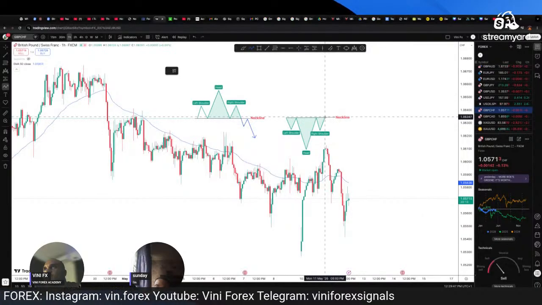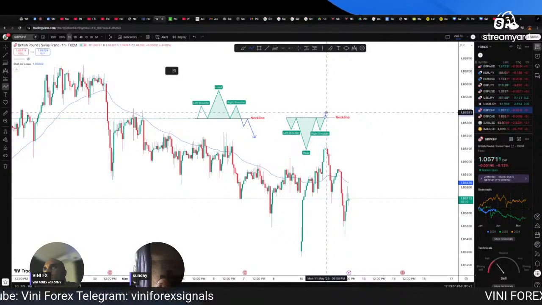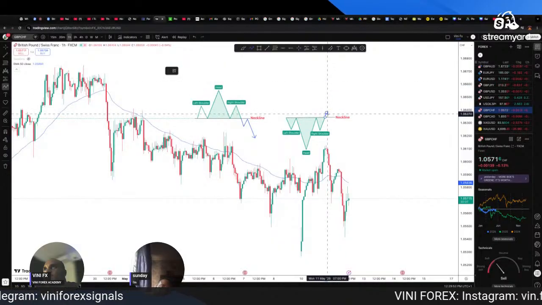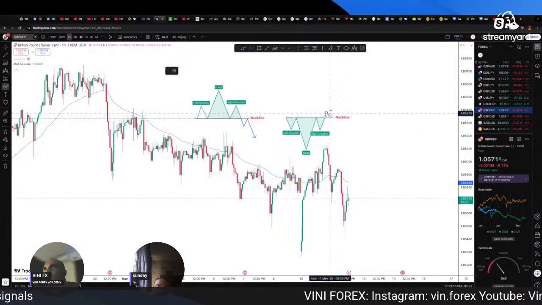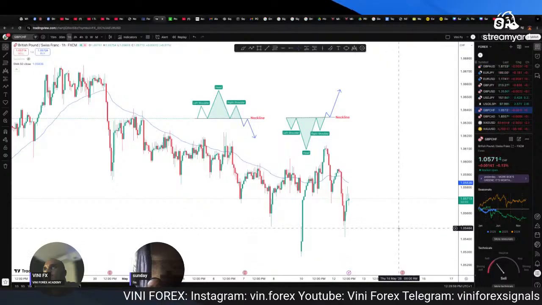Buying. You have to wait for the price to break past the neckline, yes, to continue buying. Or price can decide to retest the neckline and then keep on buying. Please, do you understand this?